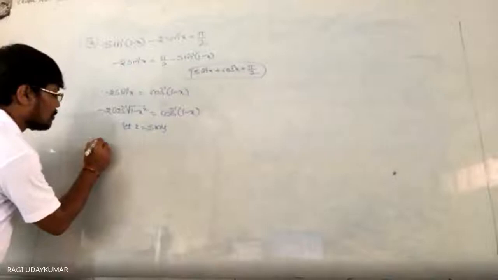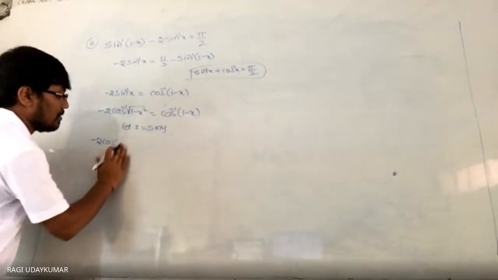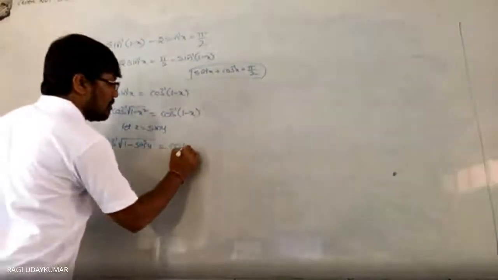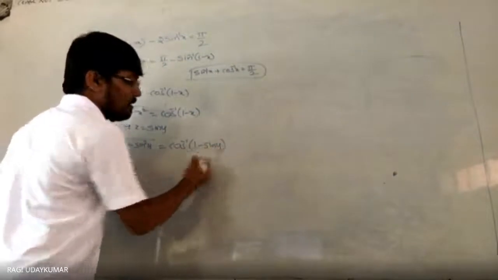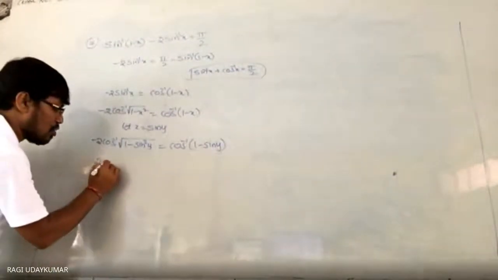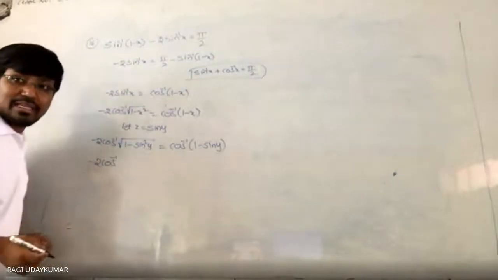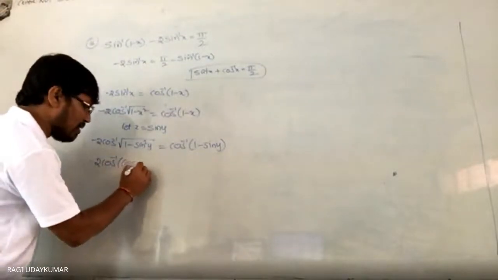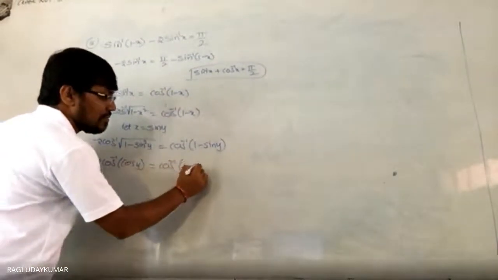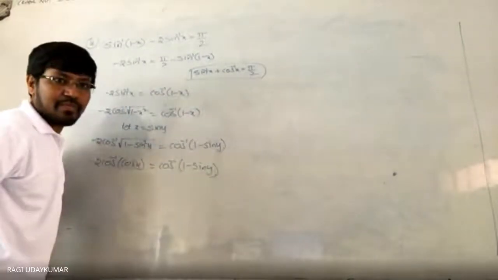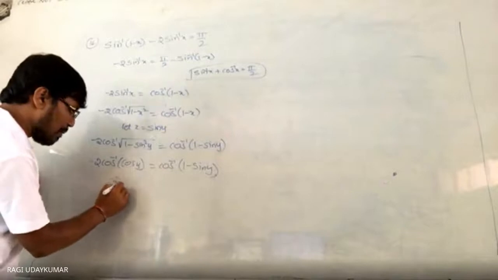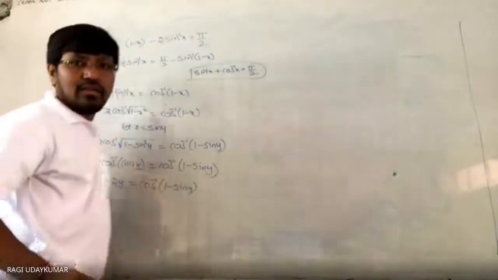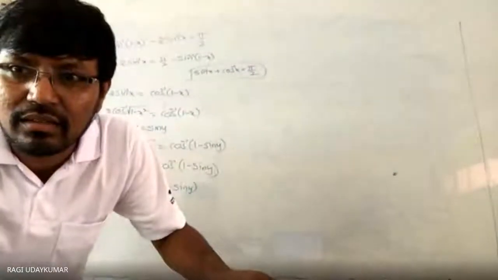You see here. So what do you get? Minus 2 cos inverse of under root of 1 minus sin square y, which is equals to cos inverse of 1 minus sin y. Next, under root of 1 minus sin square y is cos square y, so you are going to get this as cos y, equal to cos inverse of 1 minus sin y. Is it clear? So now from this what you get here? Minus 2y is equals to cos inverse of 1 minus sin y. Can you hear me? Is it clear?